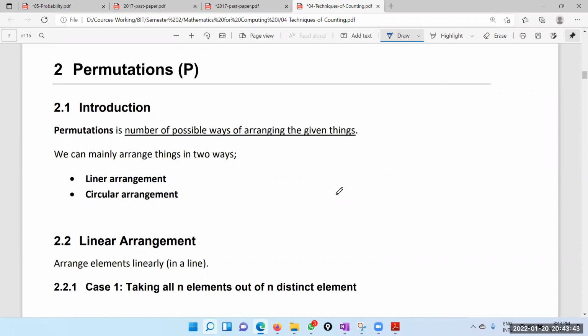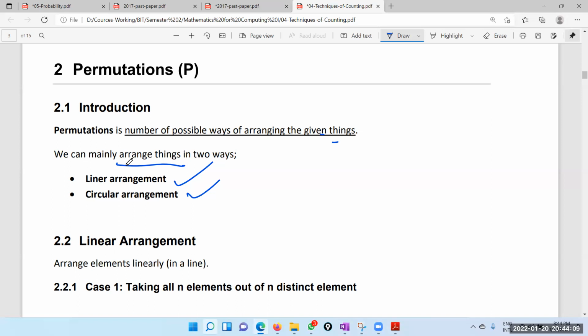Right, permutations. So permutation is the number of possible ways of arranging given things. Right, given things, the ways of arranging. So we are going to discuss two types of arrangements: the linear arrangement and the circular arrangement.